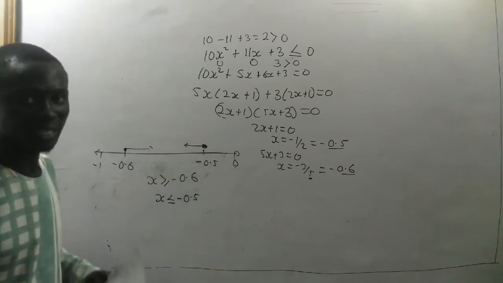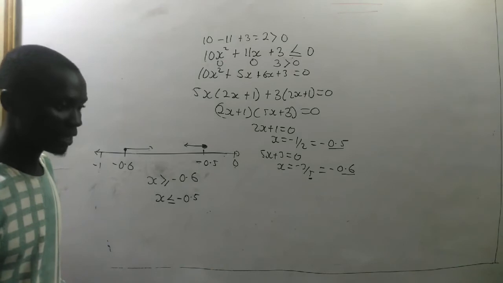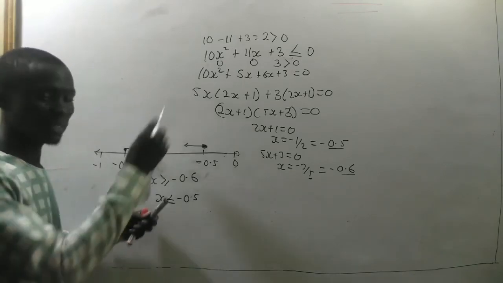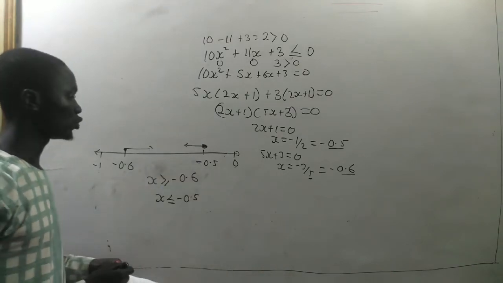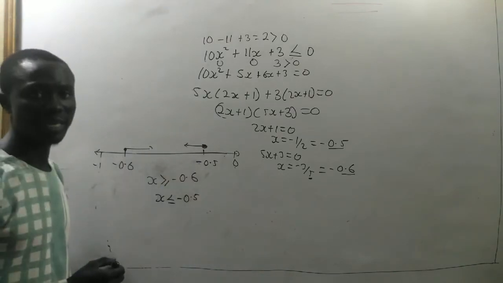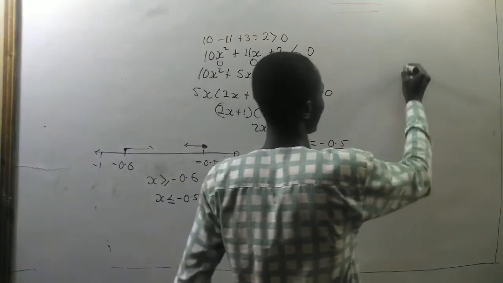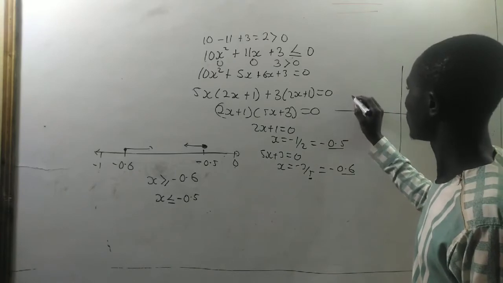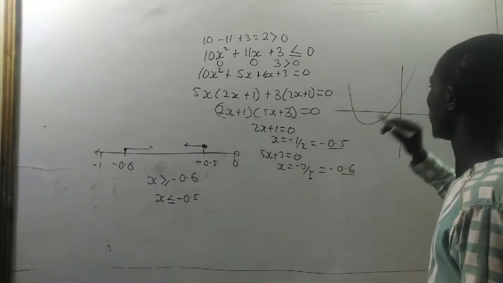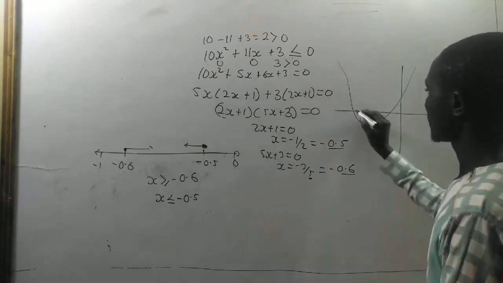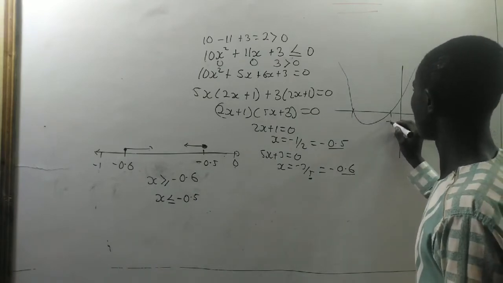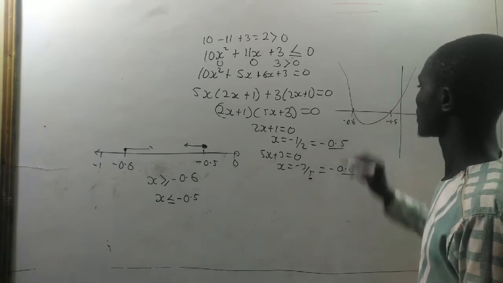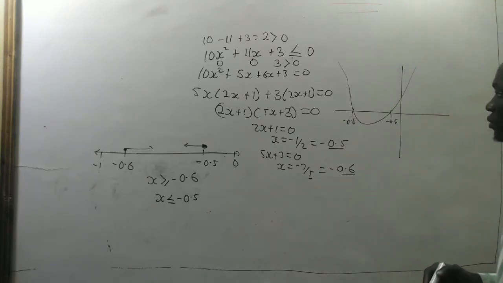I hope these examples have enlightened you. Yes, you can also use the curve to demonstrate that. So with this, let me use the curve. Let me draw the curve. Here we have negative, negative, so it means that our curve will somewhere be here. And we have minus 0.5 and we have minus 0.6.